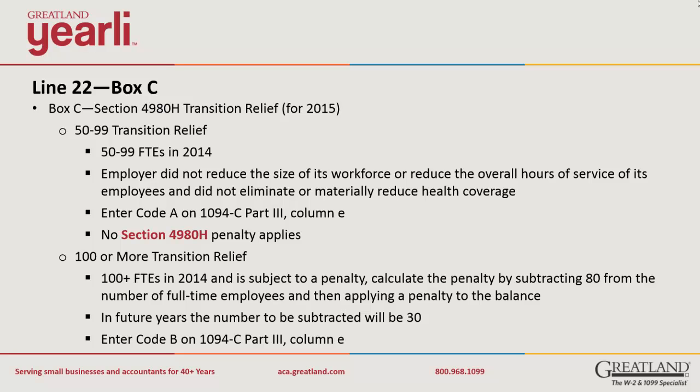The second type of relief is for an employer with 100 or more full-time equivalent employees in 2014 and is subject to a penalty. In this case, the penalty would be calculated by subtracting 80 from the number of full-time employees and then applying a penalty to the balance. In future years, the number to be subtracted will be 30. If these conditions apply to the employer, check box C and enter code B in Part 3, column E.